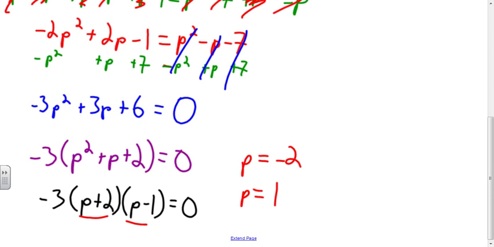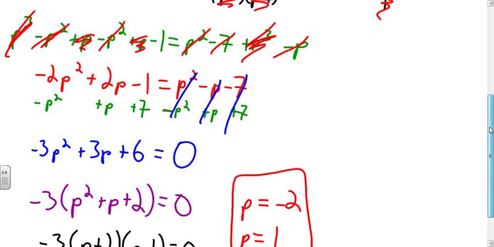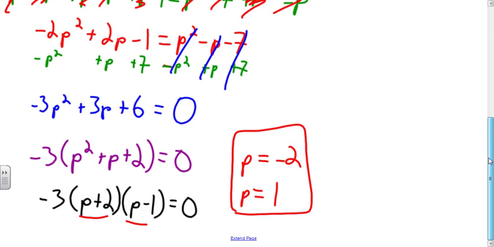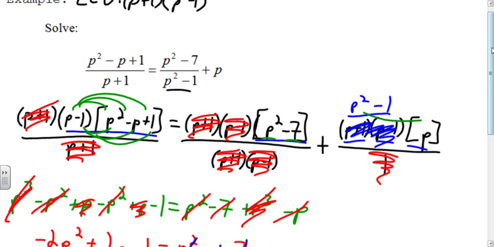So these are our two possible answers, but we need to go back to our original equation and check those. So we have negative 2 and positive 1. Let's check those. If it was positive 1 right here, 1 plus 1 is 2, that's okay. If it was positive 1 right here, 1 squared is 1, 1 minus 1 is 0, that's not okay. That doesn't work.